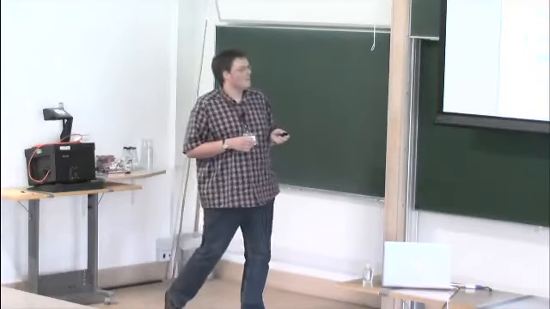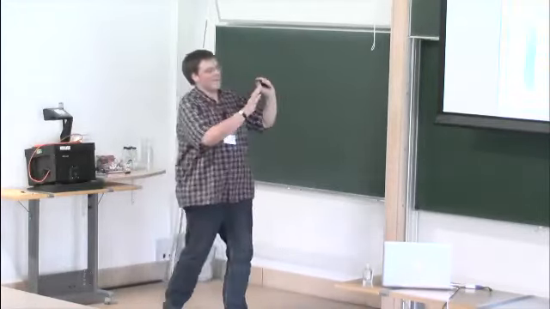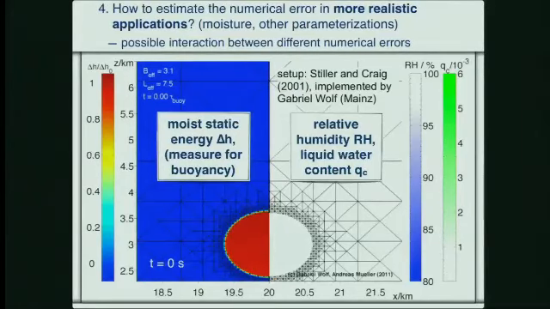As an illustration that moisture is making all this more difficult, I would like to show you a moist air bubble. It is from a paper of Stiller and Craig from 2001, and it is implemented into our numerical model by Gabriel Wolf in Mainz. Here, both sides of this picture show the same simulation. On the left-hand side, the moist static energy excess is shown, which is used by Stiller and Craig as a measure of buoyancy of the bubble. And on the right-hand side, I show you the relative humidity, from blue to white, and liquid water content, that's green color.